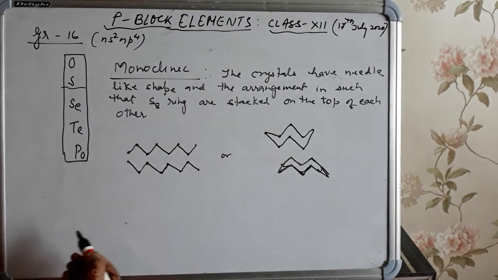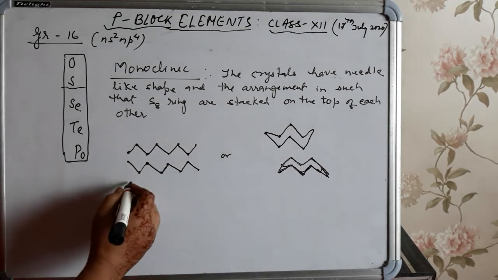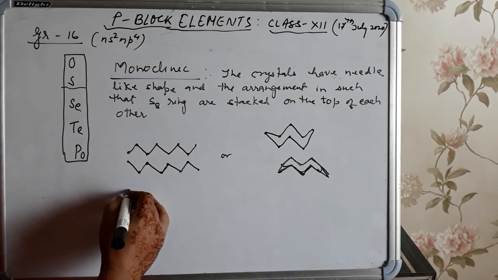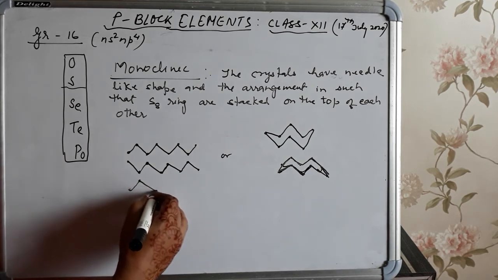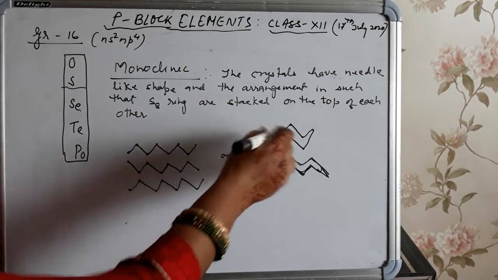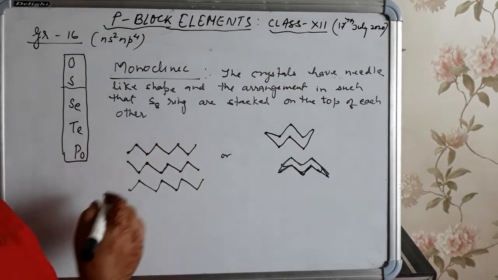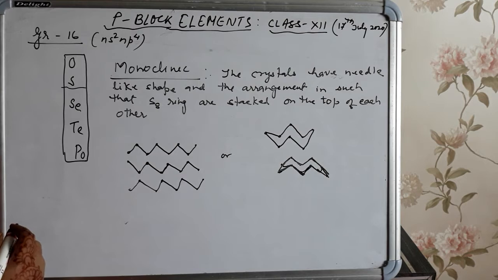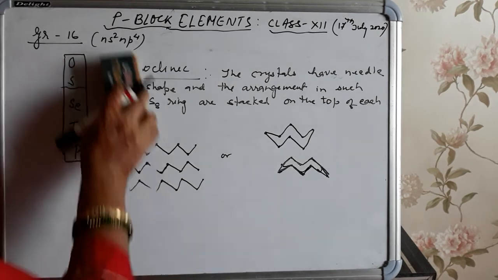So students, in this way you can see the difference in the shape of rhombic sulfur and monoclinic sulfur. In this way we can say the difference of structure found among monoclinic sulfur, rhombic sulfur, and other allotropes.